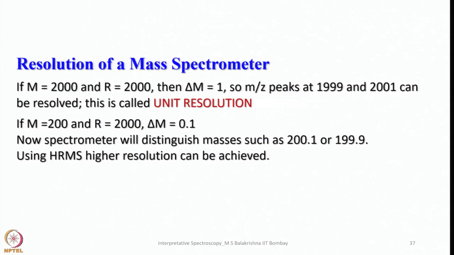Let us consider molecular weight M equals 2000 and R equals 2000, then delta M equals 1. So m/z peaks at 1999 or 2001 can be resolved. This is called unit resolution. On the other hand, if you have M equals 200 and R equals 2000, then delta M will be 0.1. So now the spectrometer will distinguish masses such as 200.1 and 199.9. So using HRMS, high resolution can be achieved. We call high resolution mass spectra abbreviated as HRMS.